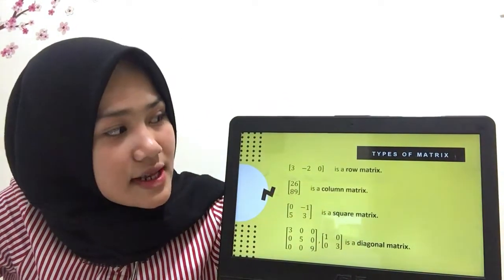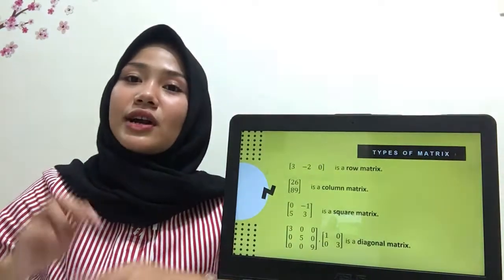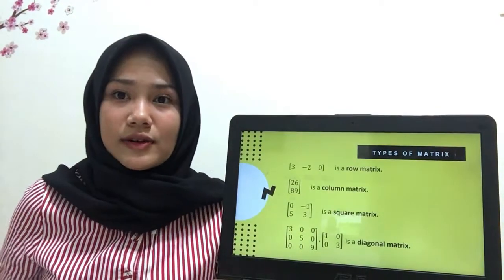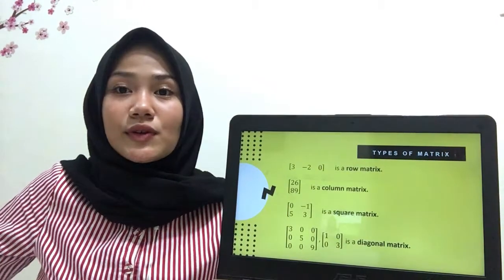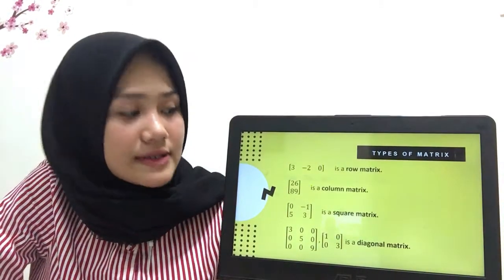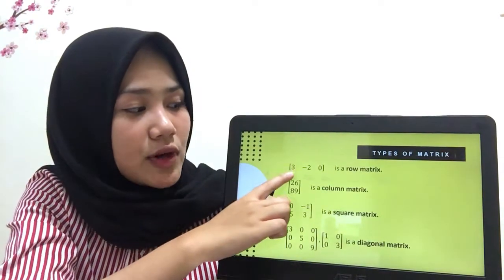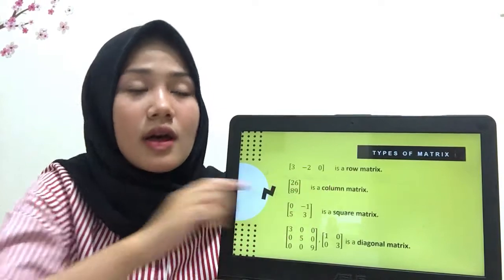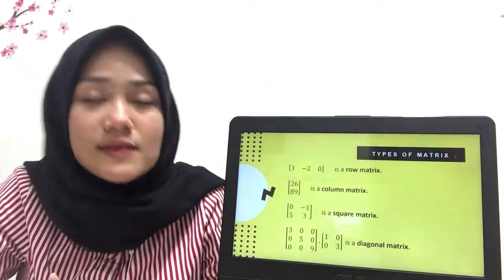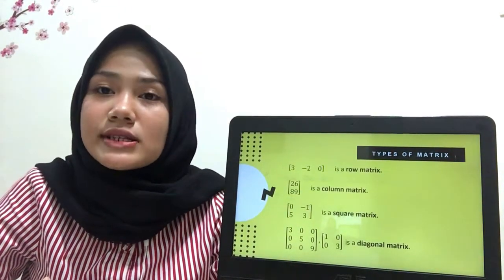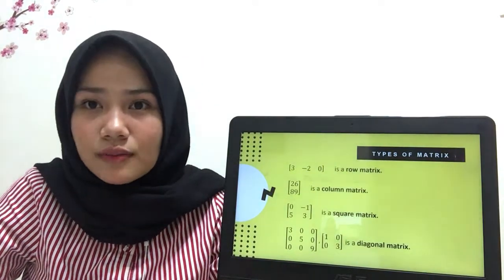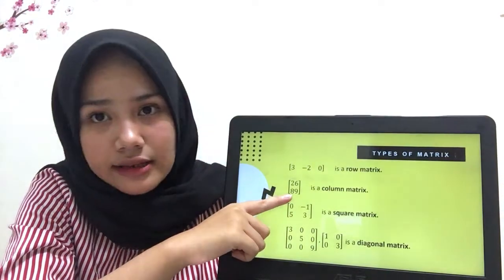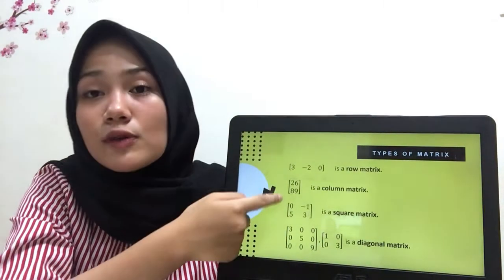Next, there are types of matrix. There are 9 types of matrix. The first type is row matrix. A row matrix is a matrix with only one row. For example, this matrix 3, minus 2, 0. There is just one row. The next type is column matrix. A column matrix is a matrix with only one column. For example, this matrix 26, 89. There is just one column.